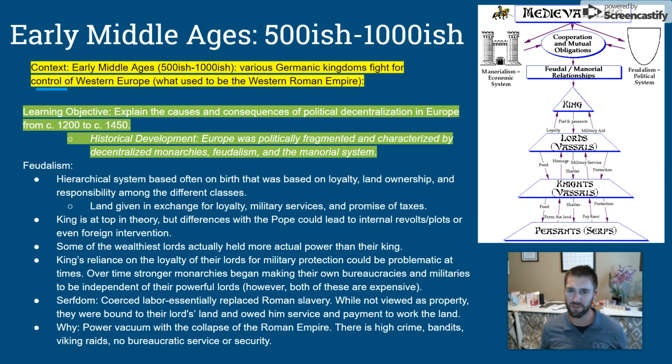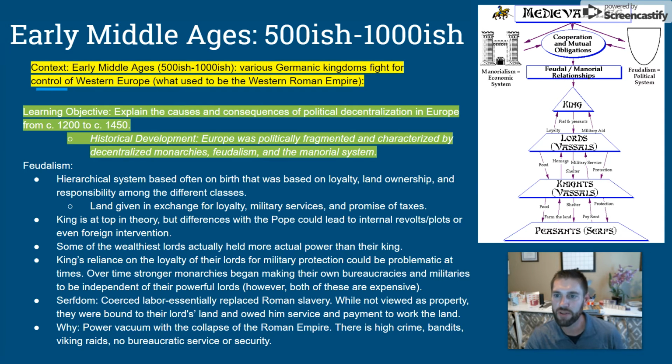So you turn to a decentralized power source, which would be a local warlord who becomes a lord, and then you have these kingdoms that get a little bit bigger. And we'll see over time in the Middle Ages that those kingdoms get a little bit bigger, a little bit bigger, until we see some of the nation states we see today.